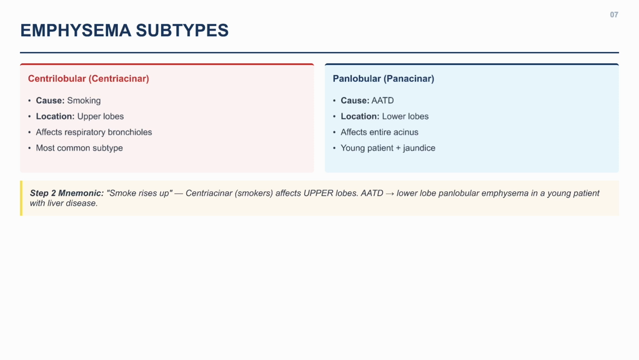There are two main emphysema subtypes to know. Centrilobular, also called centriacinar emphysema, is caused by smoking and affects the upper lobes. It is the most common subtype. Panlobular, or panacinar emphysema, is associated with alpha-1 antitrypsin deficiency and affects the lower lobes. Remember this mnemonic: smoke rises up. Centriacinar disease from smoking affects upper lobes. If you see a young patient with lower lobe emphysema plus jaundice or cirrhosis, think AATD immediately.